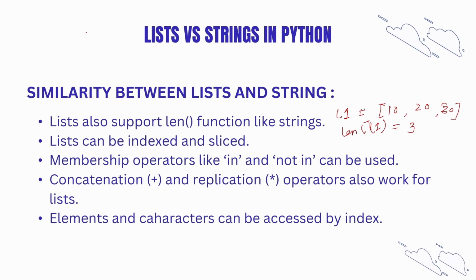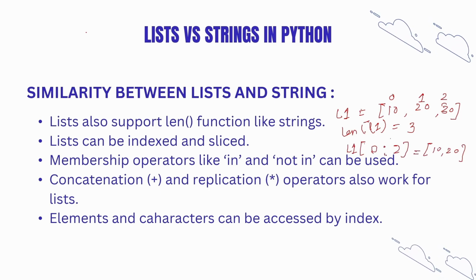Now a list can be indexed and sliced. We have seen that this first element is at 0th index, this is at first index, this is second index. This is how a list is indexed, and we can also slice them if we want to extract the first two elements. So we can just say L1 0 to 2. It will start from 0 and it will go until the first element. So it gives us these two elements. So this is how slicing is done.